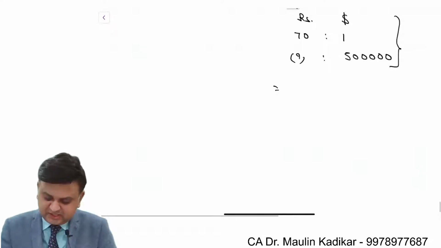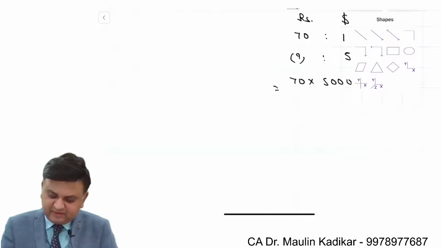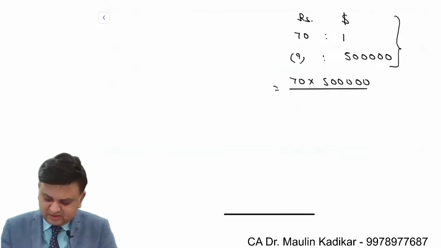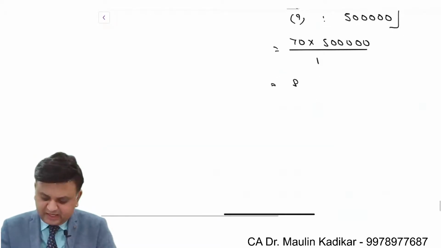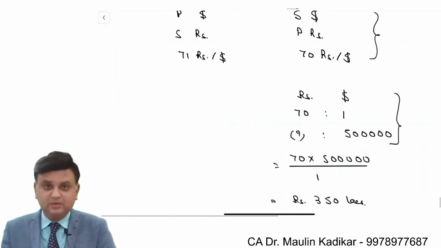So the answer is 70 into 5 lakhs, divided by 1, that does not make a sense. That comes to an amount of rupees 350 lakhs. Please write our answer.